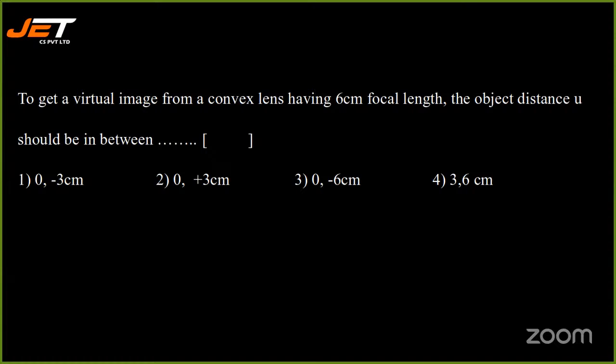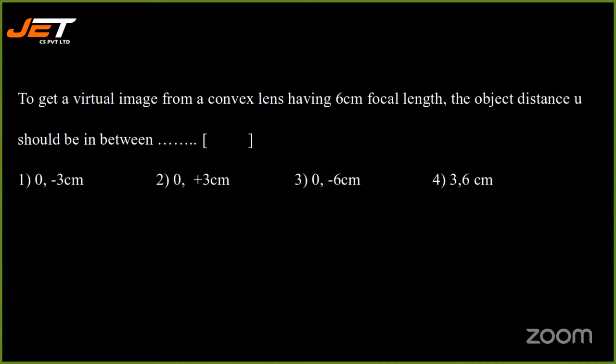So to get a virtual image from a convex lens, what is the fundamental? The object should be placed between the focus and the pole, or optic center. But what is the focal length of the convex lens? It is 6 centimeters. So we are placing the object between 6 centimeters and 0 centimeters, let's say. We place the object towards the left side of the lens, and towards the right side of the lens will be our image that is going to be formed.